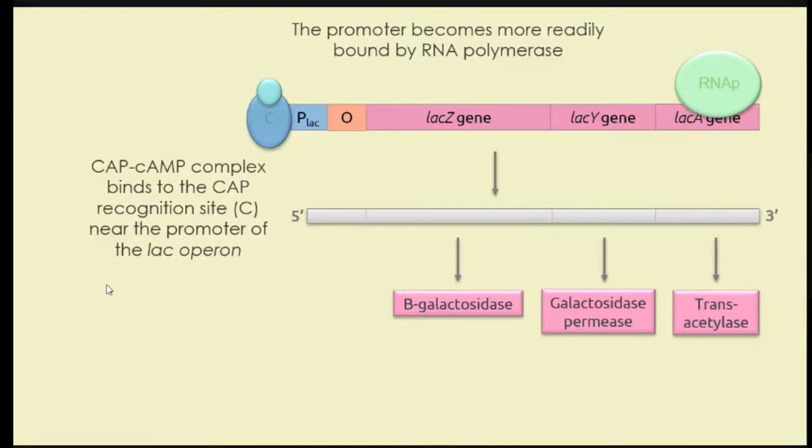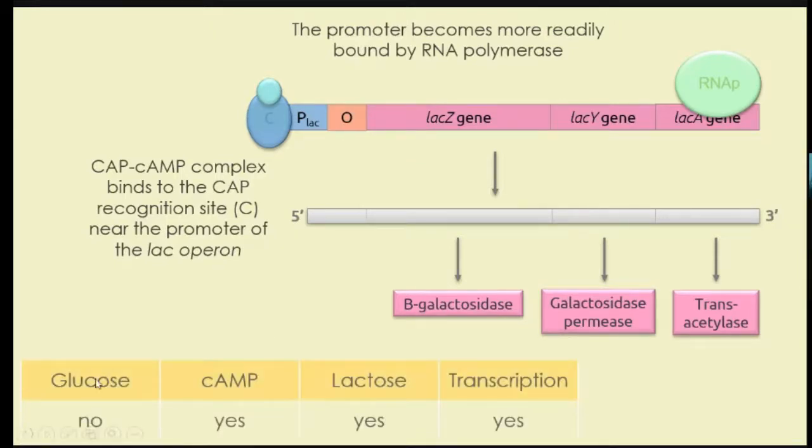for lactose metabolism. The CAP complex, itong CAP complex, sabihin na natin na complex, parang ine-enhance niya yung paggawa ng enzymes for your lactose metabolism. So, ine-enhance nitong CAP complex yung gawa ng enzymes for lactose metabolism kasi nga, mababa yung glucose sa cell. Kaya kailangan niya ng bagong source ng energy, which is your lactose. So, glucose, wala, mababa. Merong CAMP, mataas, yes. Merong lactose, yes. Merong transcription, meron.